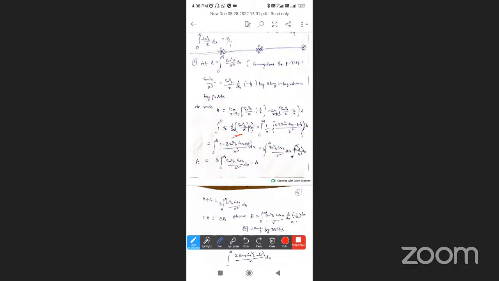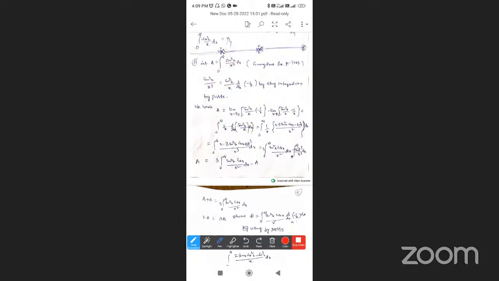What is d by dx of u? Sin cube of x by x, in u by v form, the differentiation is x times d by dx of sin cube x, minus sin cube x times d by dx of x. So sin cube x by x differentiation gives x into 3 sin square x cos x minus sin cube x. So like that, we got the same. I am going to write it here.